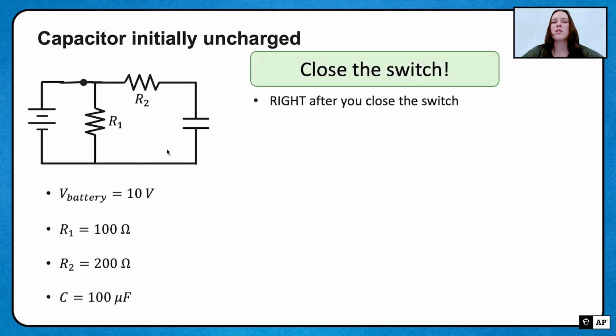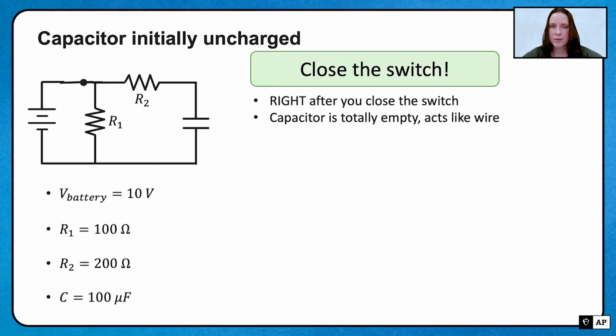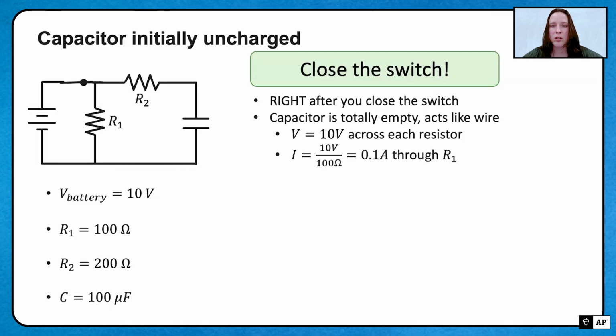As far as you're concerned, immediately after you close that switch, this capacitor is just a wire. You have 2 resistors in parallel. Cool. Your capacitor is totally empty. It acts like a wire. Voltage is 10 across each resistor, which means the current through R1, V over R, is 10 volts over 100 ohms. That's 0.1 amps. Current through R2, which is 10 volts over 200 ohms, is 0.05 amps.